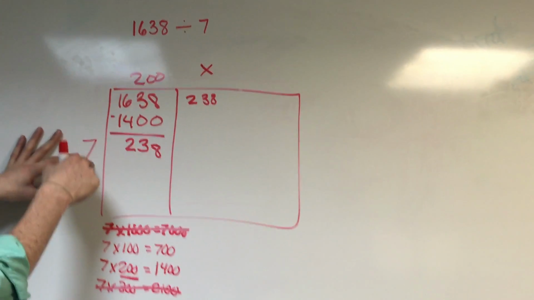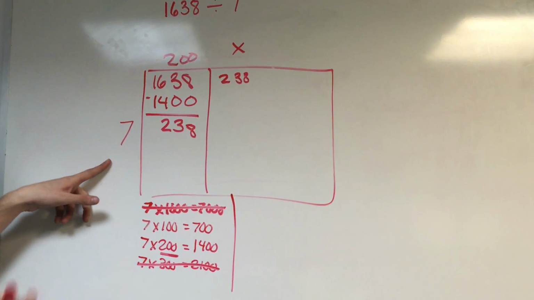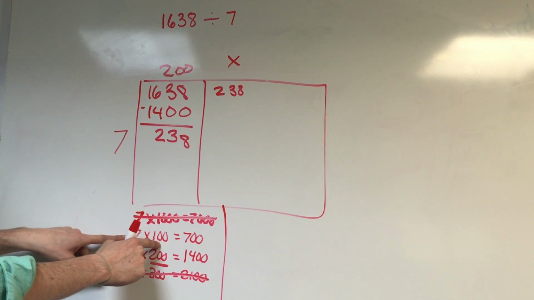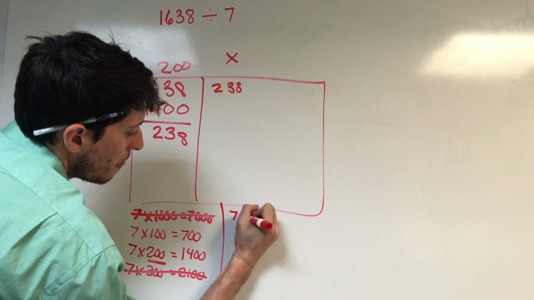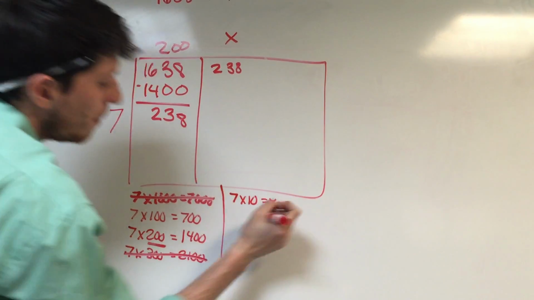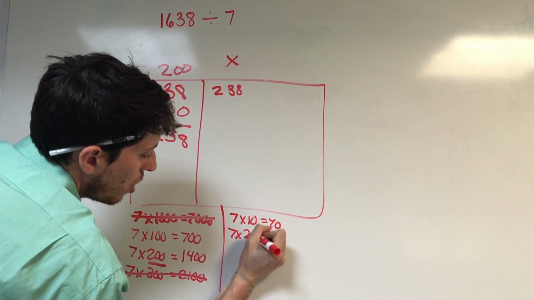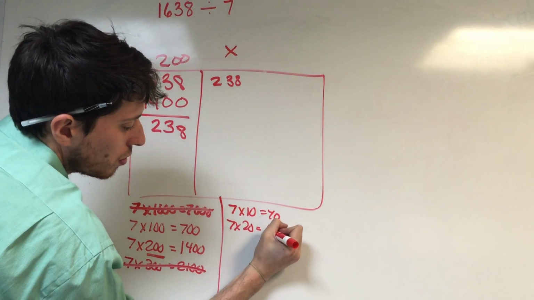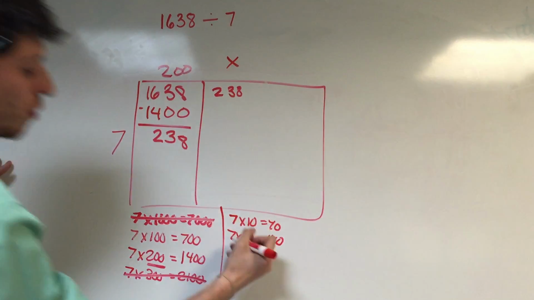Now I'm going to try to figure out how many times 7 goes into 238. I'm going to start with my tens. I can't do hundreds because I knew 7 times 100 was 700, which was way over, so I'm going to move on to my tens place. 7 times 10 equals 70. I can keep going because I'm not over my total. 7 times 20 equals 140. I can keep going because I'm not over.